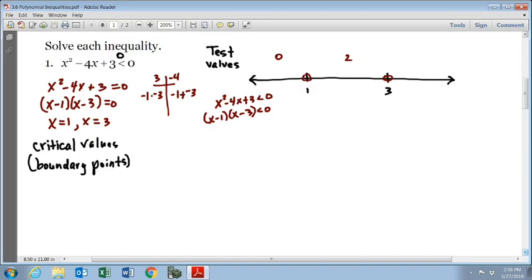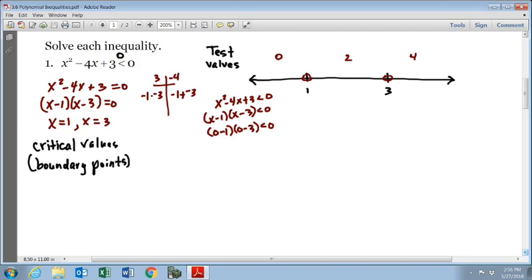We can pick any number in each region. It turns out if we test one value and it makes the inequality true, then all the others will. Or if we test a value and it doesn't make the inequality true, then none of the other values in that interval will work either. And then 4 would be a good choice as a test value that's something greater than 3. So let's go ahead and plug in 0.